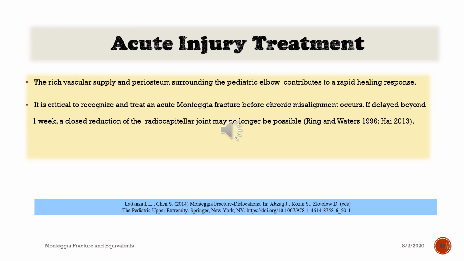The rich vascular supply and periosteum surrounding the pediatric elbow contributes to a rapid healing response. It is critical to recognize and treat an acute Monteggia fracture before chronic misalignment occurs. If delayed beyond 1 week, a closed reduction of the radiocapitellar joint may no longer be possible. Ring and Waters 1996, High 2013.